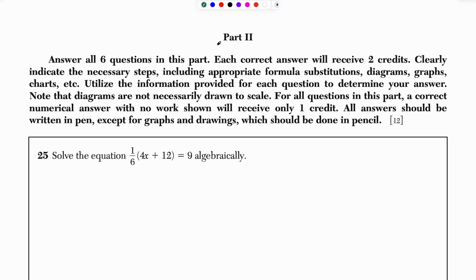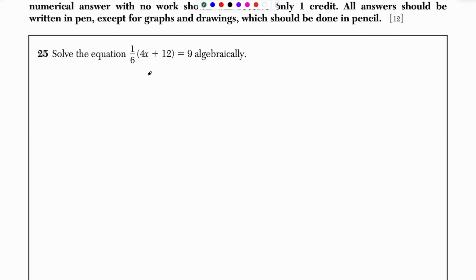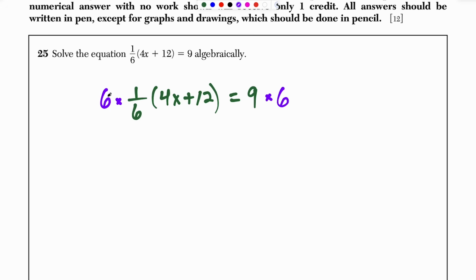So now moving on to the part 2 questions. There's 6 questions here, and each one is worth 2 credits. Question 25, we're going to solve this equation here algebraically. So we have 1/6 times 4x plus 12 equals 9. And the first thing we could do is multiply both sides by 6, because that's going to get the 1 over 6 to cancel out. So we're going to go times 6 on the left and right side. Now 6 over 6 cancels out. 6 times 1/6 is 1.